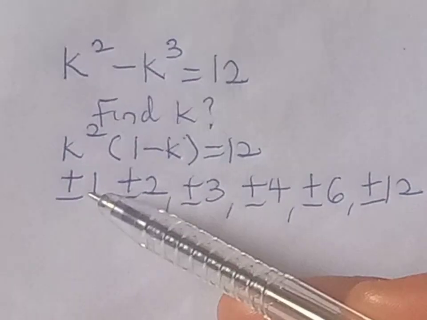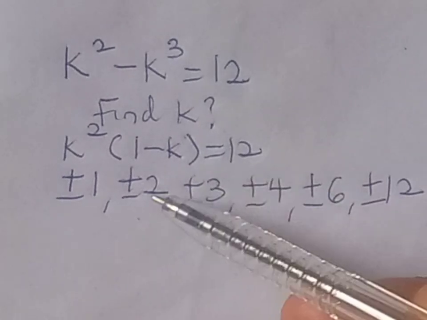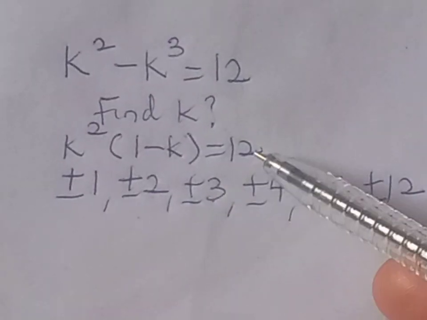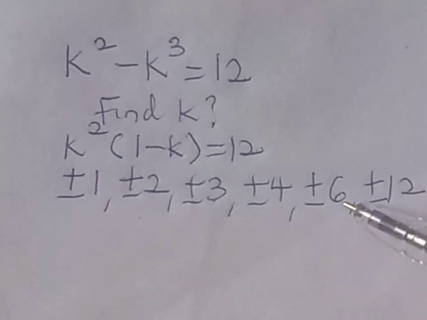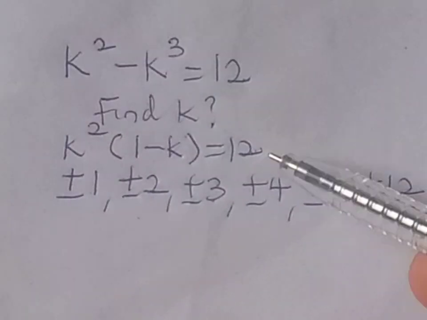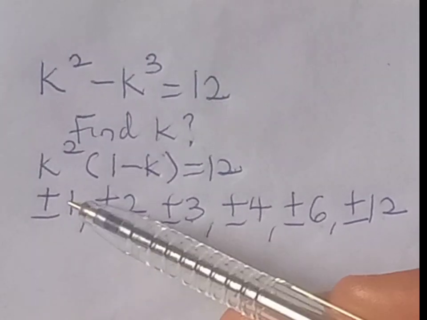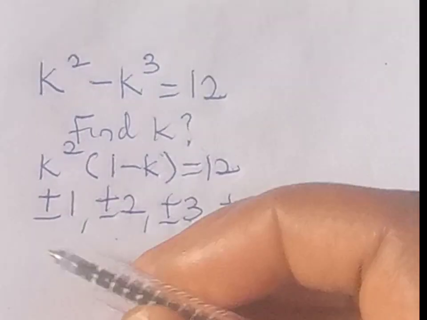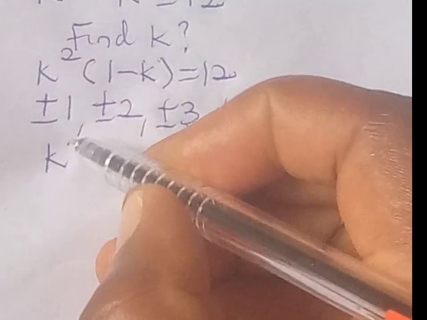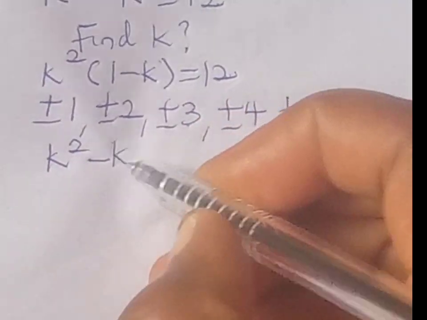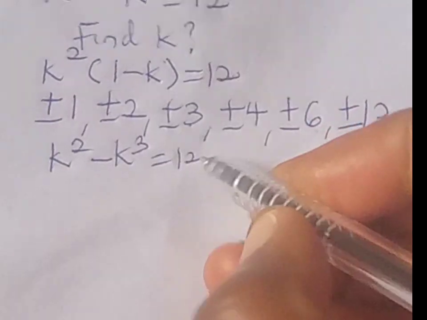So by the time you multiply, 1 times 12 is 12, 2 times 6 is 12, 3 times 4 is 12, 4 times 3 is 12, 6 times 2 is 12, and 12 times 1 will give you 12. Now let's test a few integer values. Let's start with plus or minus 1. Let's start with 1. So the expression says k squared minus k cubed equals 12.